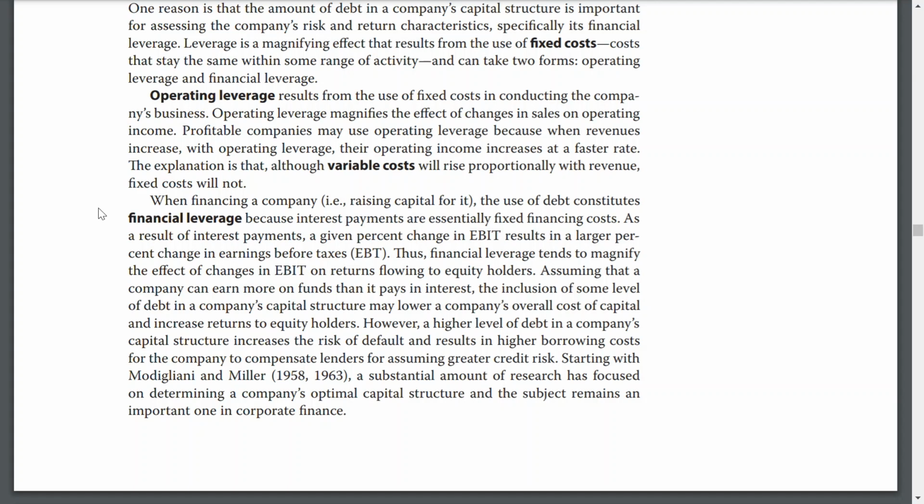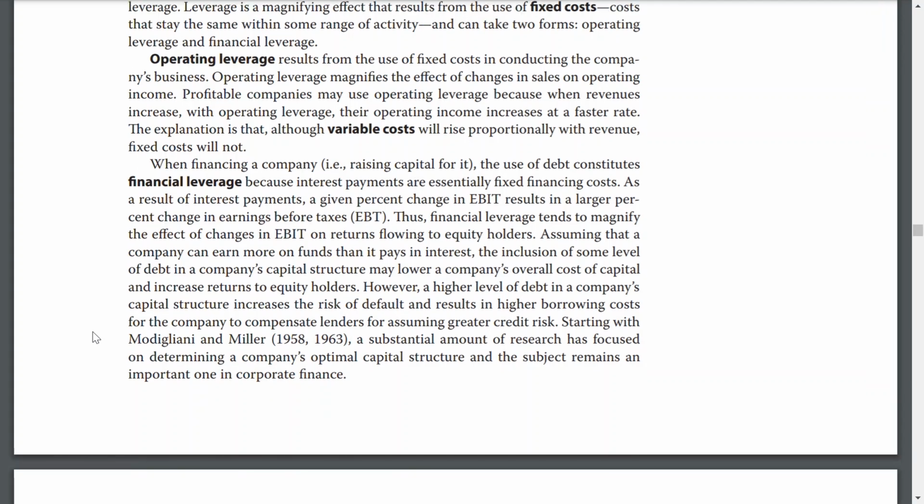Assuming that a company can earn more on funds than it pays in interest, the inclusion of some level of debt in a company's capital structure may lower its overall cost of capital and increase returns to equity holders. However, a higher level of debt increases the risk of default and results in higher borrowing costs, as the company compensates lenders for assuming greater credit risk, starting with M&M.